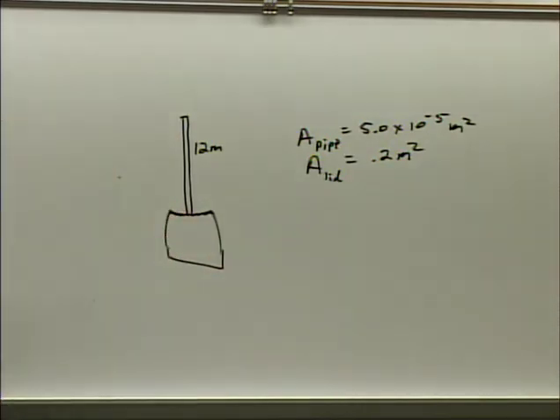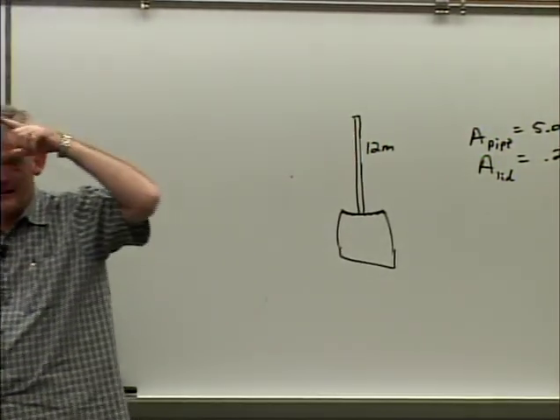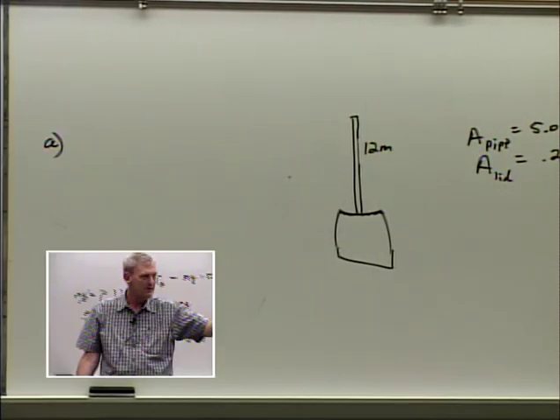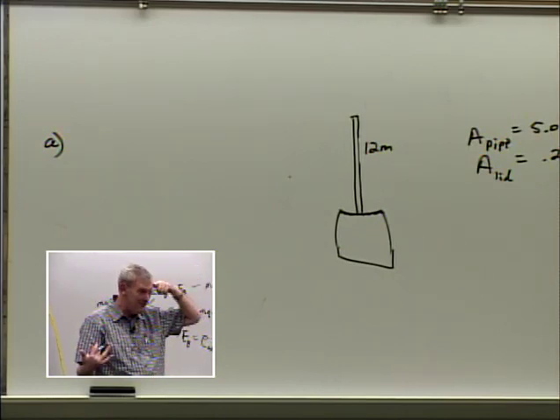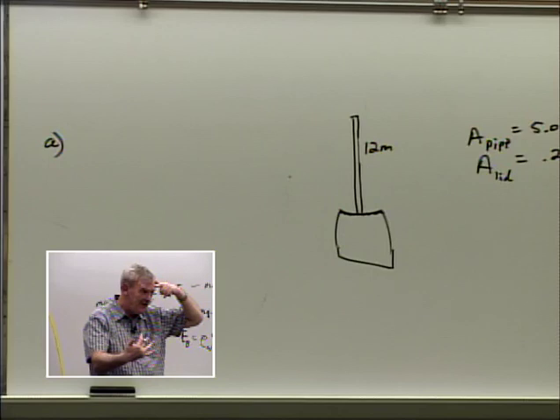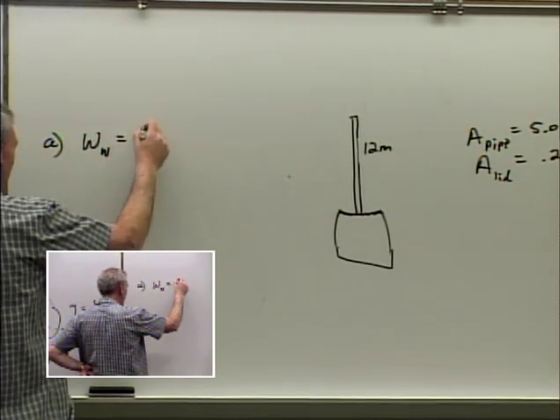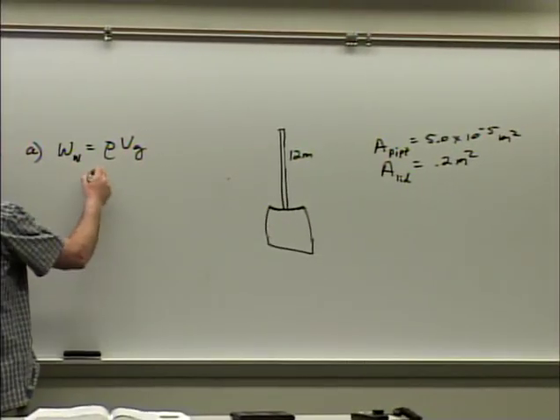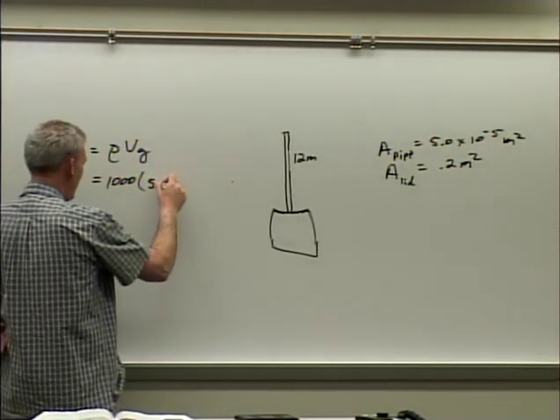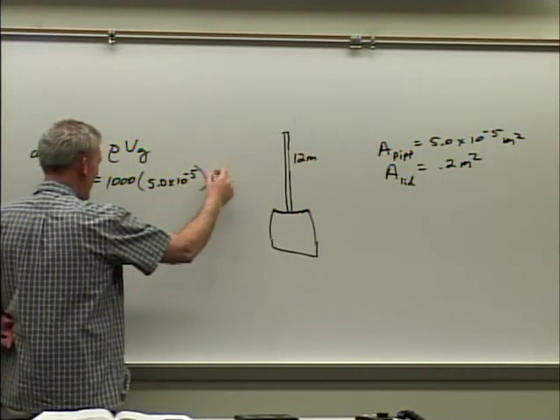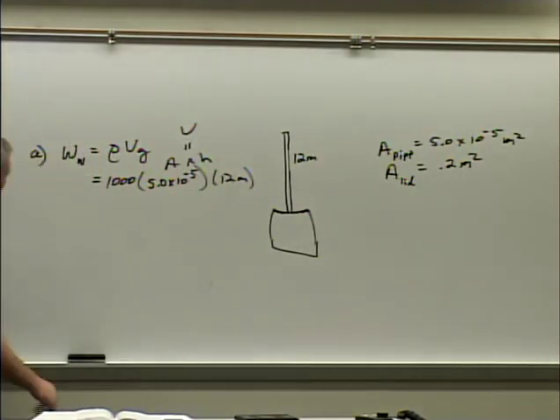Part A of the question is, how much does this column of water weigh once I get it up to 12 meters? How do you figure that out? Weight is the volume times the density times g. So the weight of the water is equal to rho V times g, where rho is 1,000, times 5.0 times 10 to the negative fifth times the height of 12 meters, because area times height equals volume, times 9.8.